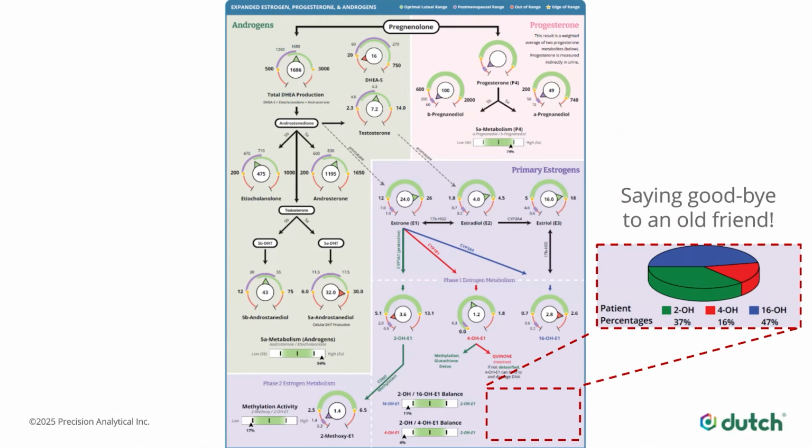Now, we also have one element that is actually going away, and that is something we're probably going to get some questions on because we know some of you really love to interpret the estrogen metabolism with this pie chart.